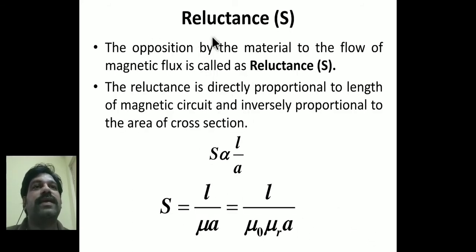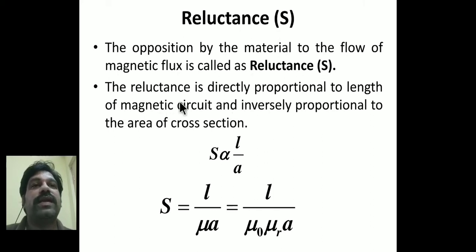Next, reluctance. In an electric circuit, we have a term called resistance, whose function is to oppose the flow of current. Here also the term is reluctance. It is similar to resistance in the electric circuit. It opposes the magnetic flux in the magnetic field. Therefore, the opposition by the material to the flow of magnetic flux is called reluctance. The flow of current is opposed by resistance, the flow of magnetic flux is opposed by reluctance.